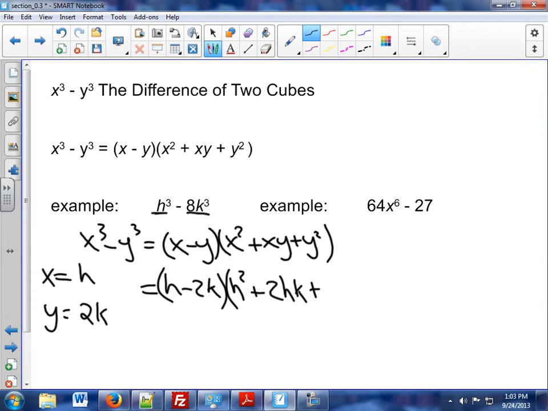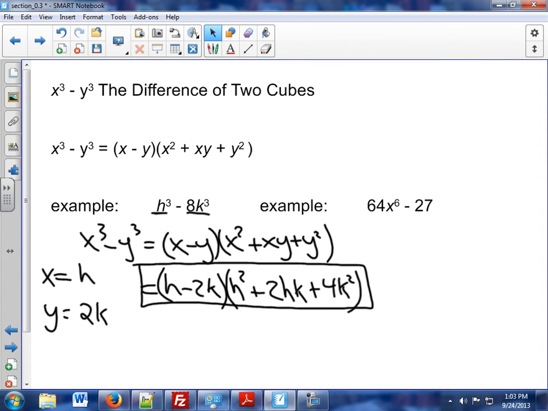Plus, now we have to square this. Don't forget it. What is 2k squared? 4k squared. Okay? And that would be your answer. So you try the next one, and I'll leave this up there for you to look at as an example.